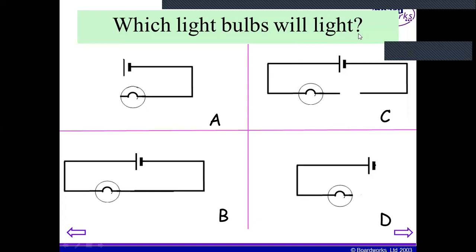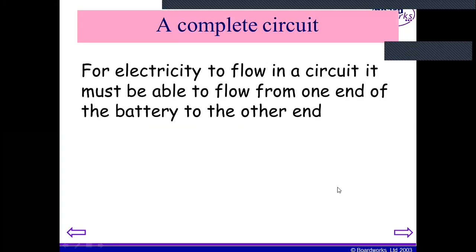Which one will work? B. B, yes, because it's the complete one. Others are not complete. Like in A, it's not complete at all. In C, there is a gap in here. Do you know what a gap is? It's like a space of air. Electricity will not be able to move through it. It needs to be complete. And also D is not complete at all.